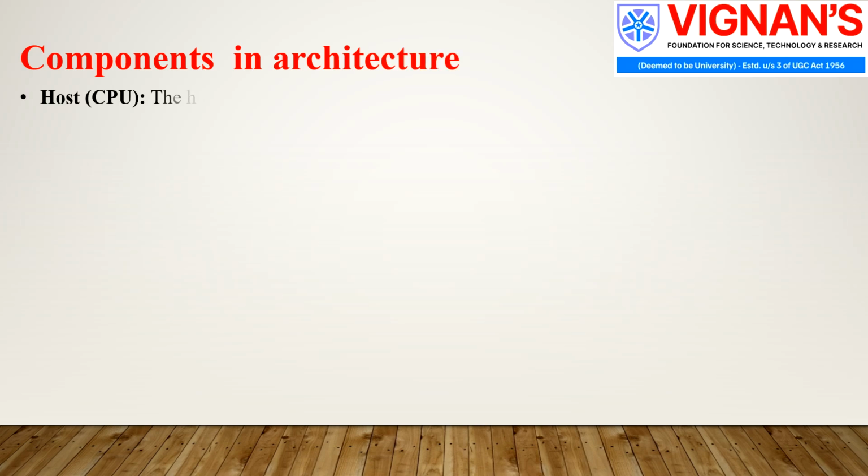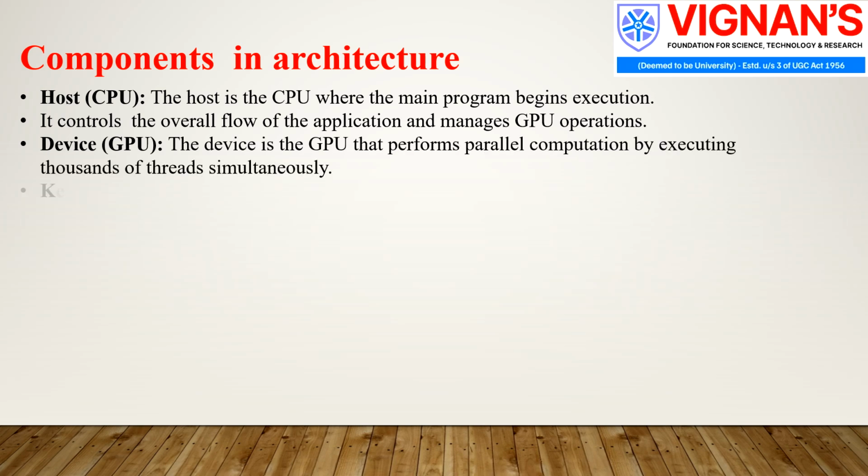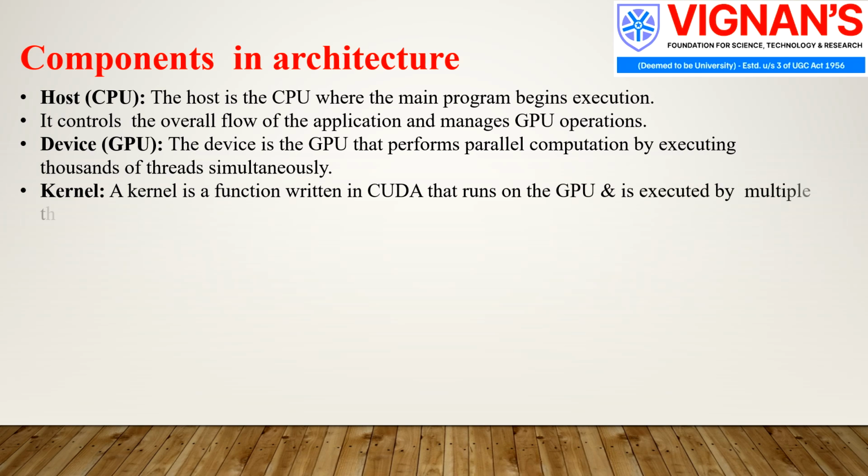This slide explains the main components in the CUDA architecture. The host, or CPU, is where the main program begins execution. It controls the overall flow of the application and manages all GPU operations. The device, or GPU, performs parallel computation by executing thousands of threads simultaneously. A kernel is a function written in CUDA that runs on the GPU. It is executed by multiple threads in parallel.